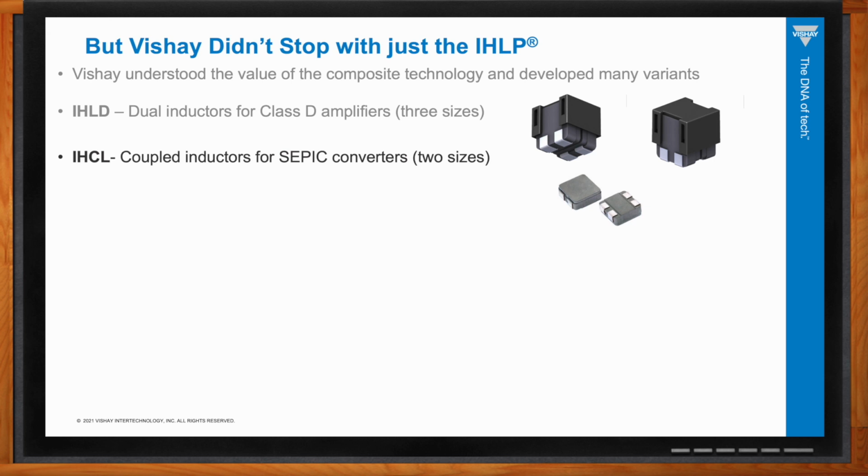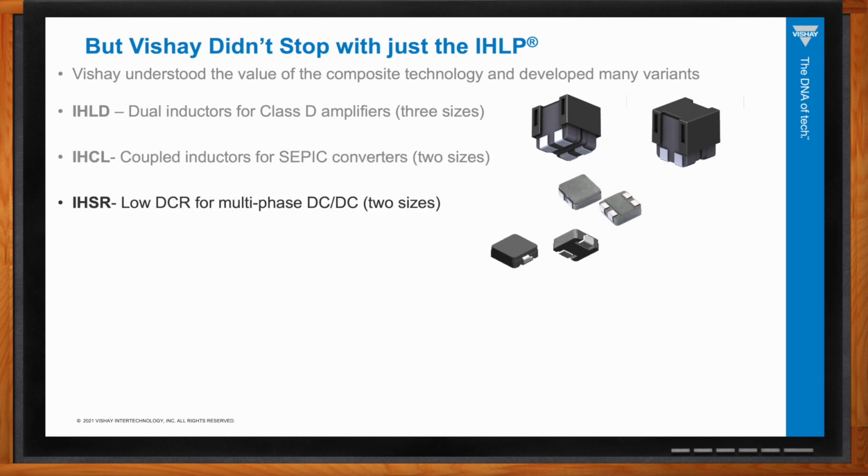We've recently come out with our IHSR. This is an ultra-low DCR version of our IHLP, typically used in multi-phase DC to DC converters at very high switching frequencies around 1 megahertz. And there might be as many as 10 or 12 of these in a server. And so they want very high current and they want very low loss.